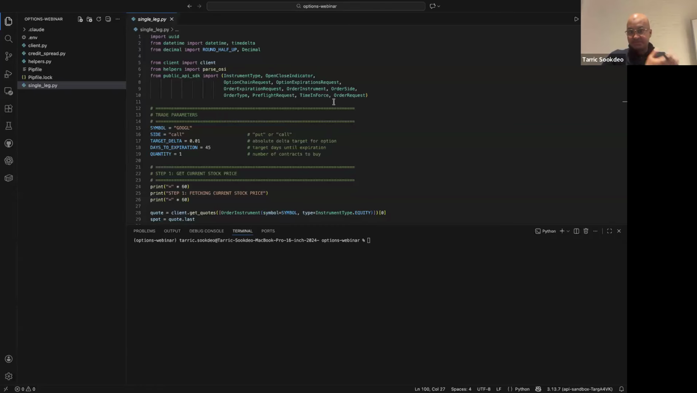So the simplest kind of option strategy that you could possibly trade is a single leg strategy where you're simply buying or selling a put or a call for any given ticker symbol. Would anybody want to throw a ticker symbol out there just for this example?